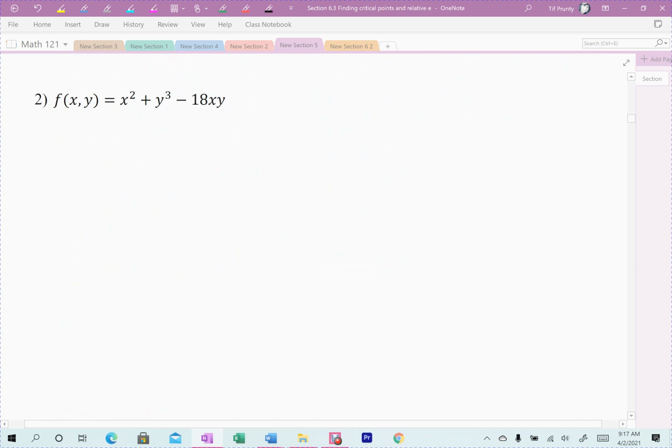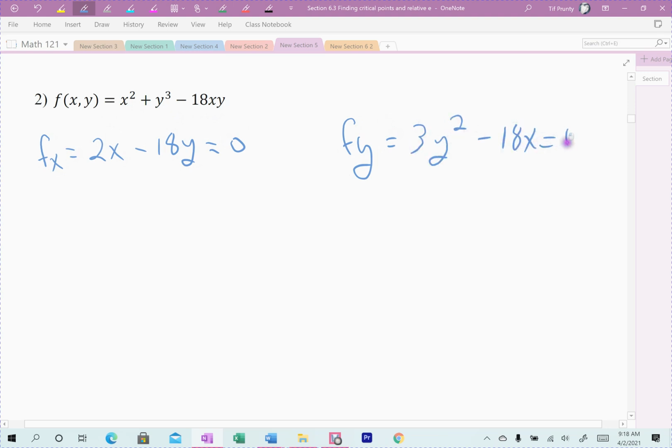So I've got my x squared, y cubed, minus 18xy. As soon as I see this y cubed, I already know that it's going to have to be solved with the substitution case, because I'm going to have a square term. So I'm going to do my first order derivatives and set them equal to 0. There's two x terms, the x squared and the minus 18xy. So I get 2x minus 18y, set equal to 0. F sub y is the y cubed, so 3y squared minus 18x, set equal to 0.